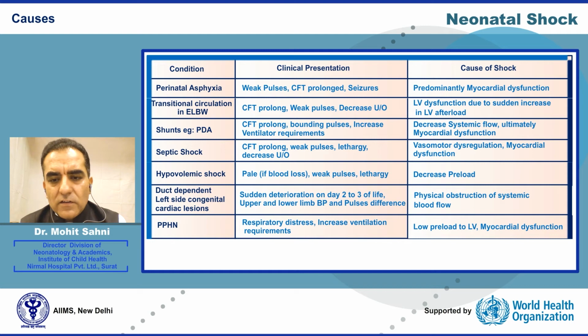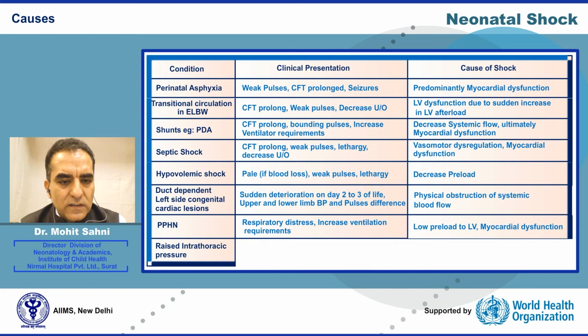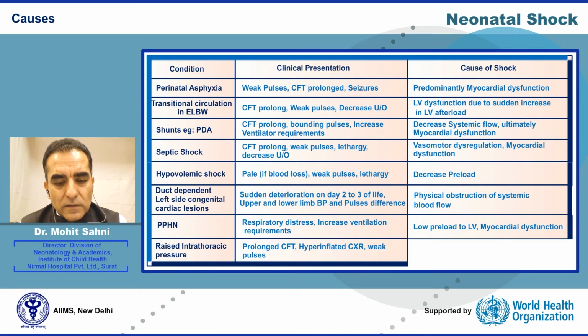Even though high pressures will lead to RV dysfunction, indirectly both the ventricles are interdependent, so RV dysfunction will lead to LV dysfunction. They will present with respiratory distress and increased ventilatory requirements. And if they have raised intrathoracic pressures because of pneumothorax, or they are on a ventilator with high inspiratory pressures, again they will present with this clinical picture of shock.